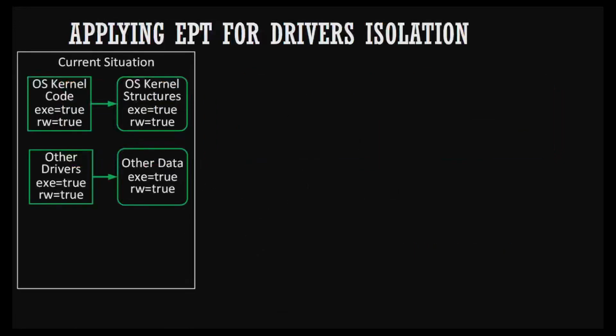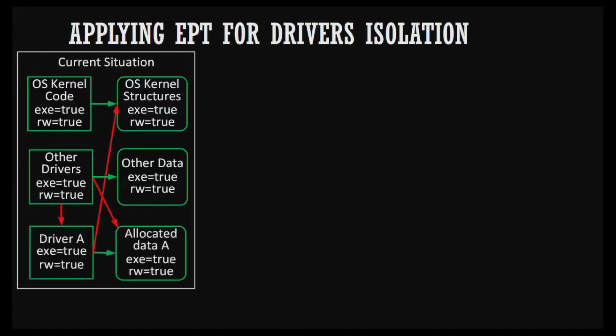I explored the following scenario. The OS kernel and other drivers are loaded into the memory and access their data. We have only 2 legal access attempts, which are marked by green arrows. As driver A is loaded, it allocates memory and accesses its newly allocated data. All in all, now we have 3 legal access attempts, which are marked by green horizontal lines.